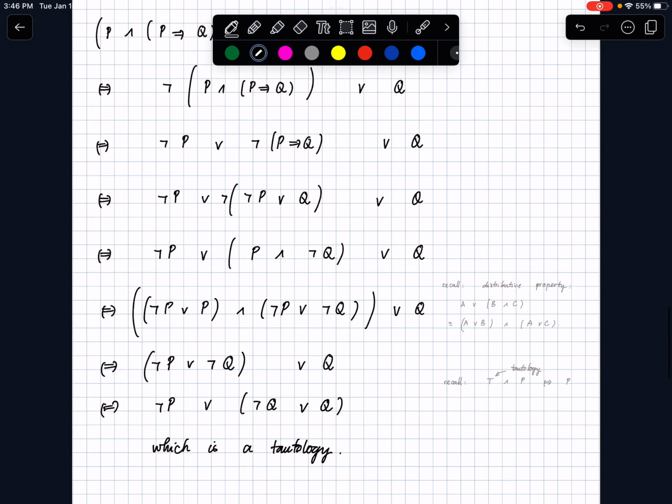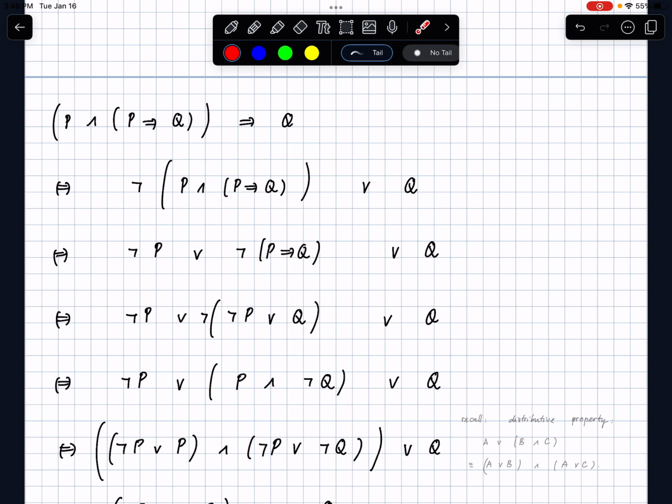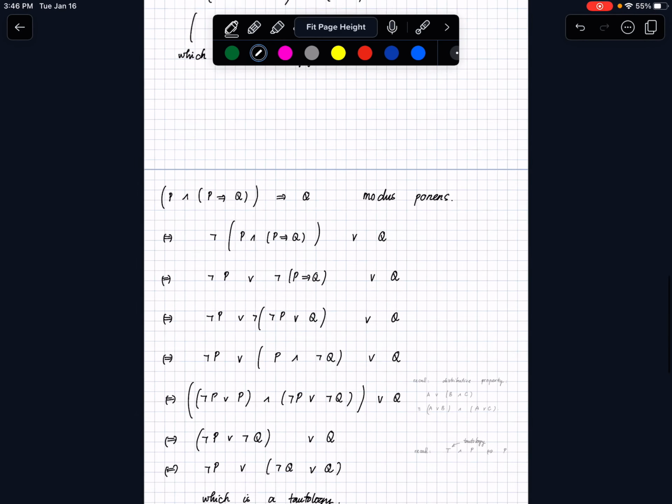And therefore this statement is always true. So modus ponens is a tautology. Modus ponens is a tautology, and here's one way to prove it.